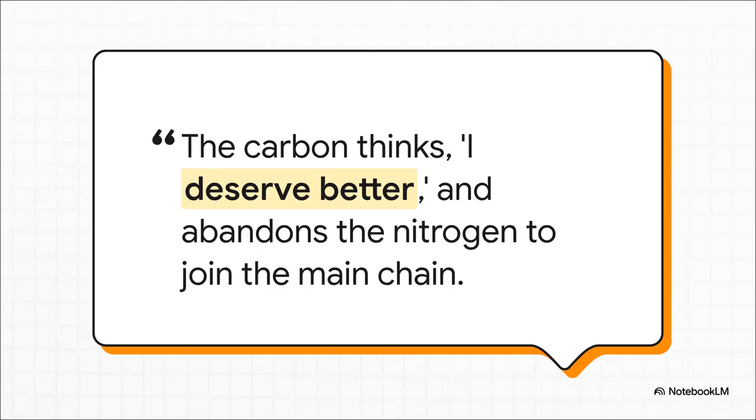I absolutely love this way of thinking about it. When the CN group becomes the boss, its carbon sees a better opportunity. It's like it thinks, hey, I'm a carbon, I belong with the other carbons in the main chain, and it just abandons the nitrogen to go join them. That lonely nitrogen left behind is what gives us the name nitrile. See, a little bit of molecular drama helps you remember the rule.